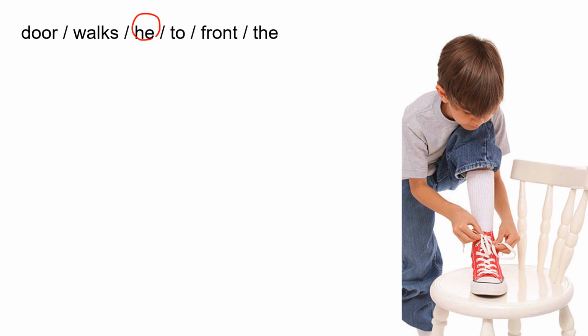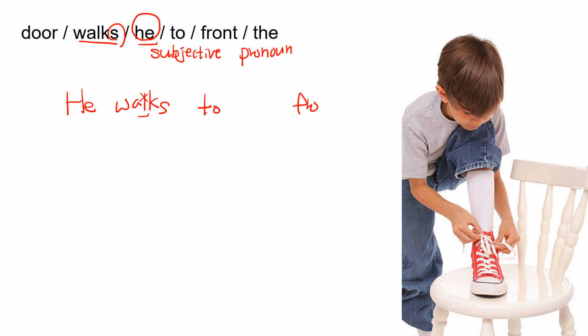And so he is the subject. In this pronoun, this is called subjective pronoun. So this is always the subject. So he, and then verb is walk. He walk. Do not pronounce L. So he walked. And then third person singular, he walks. And direction to front door. He walks to the front door.